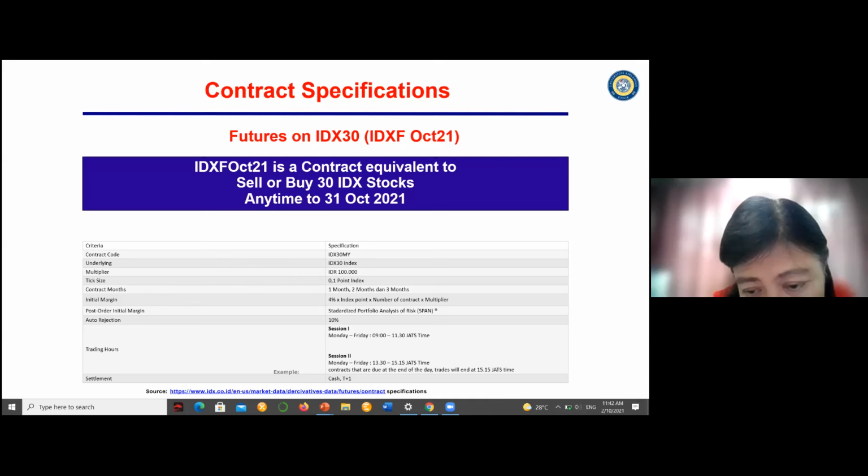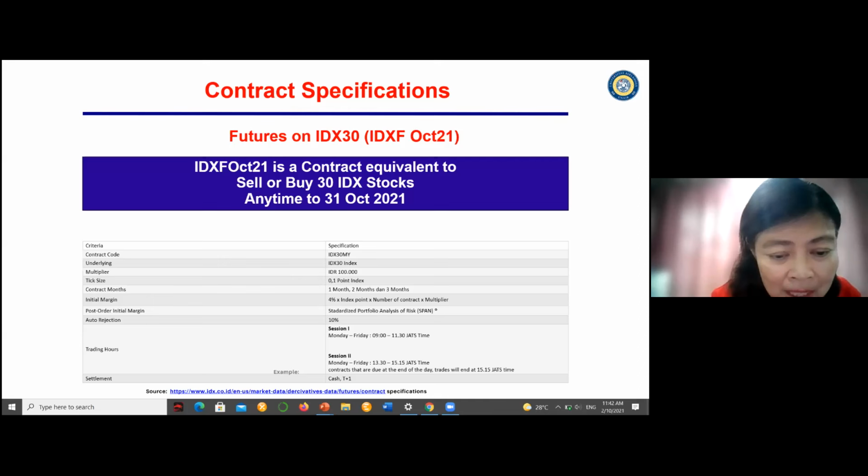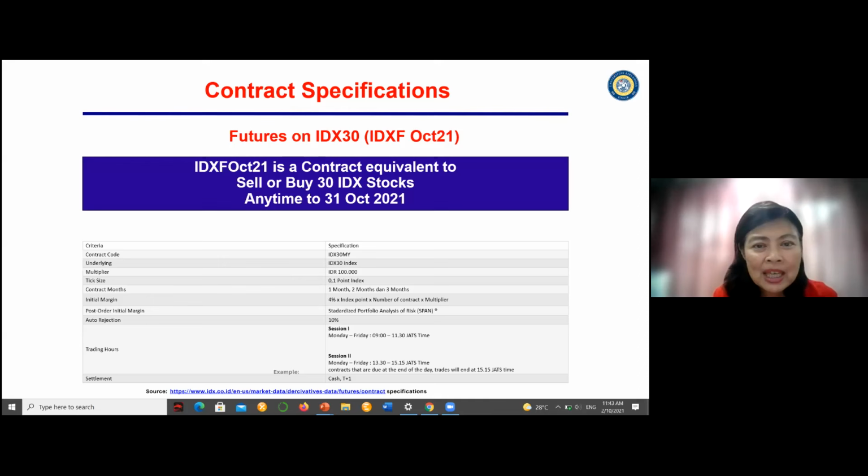Your settlement is T plus one. It's way sooner than the Malaysian. Yes, it's shorter hours than the Malaysian and a longer lunch, okay? So what I see is your settlement is also shorter, which means that if you make losses and the exchange, the clearinghouse, asks you to pay up your losses, then you have to pay up by tomorrow. In Malaysia, it was T plus two days.